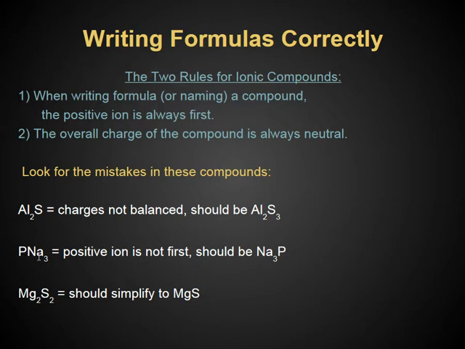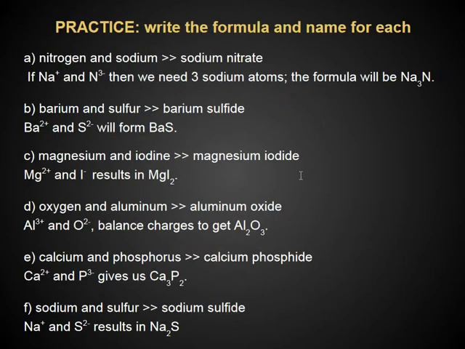For phosphorus sodium, the positive ion is listed second, not first, so we just have to switch them around, and then we have 3 sodiums and a phosphide. For Mg2S2, it is balanced but not simplified, so you can just take away the subscripts completely and leave it as MgS. More practice on this is writing the formula and name for each.